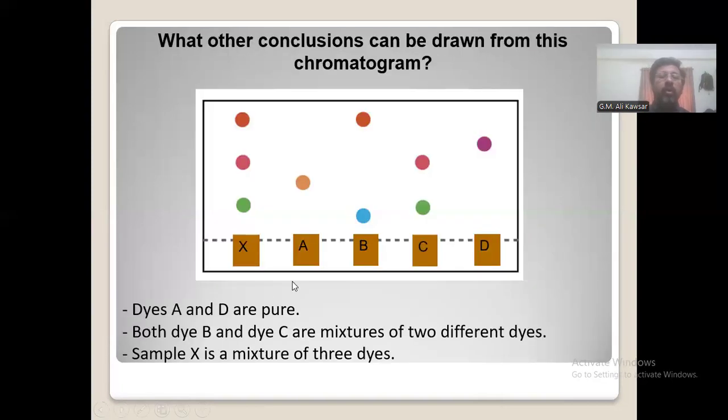So it is understandable that X contains both one spot of B and also a spot of C. I hope you understood.